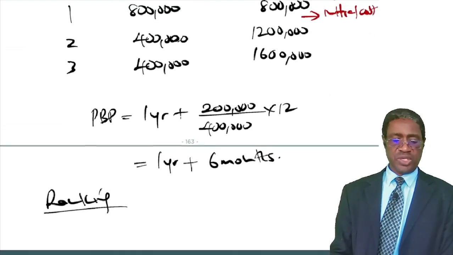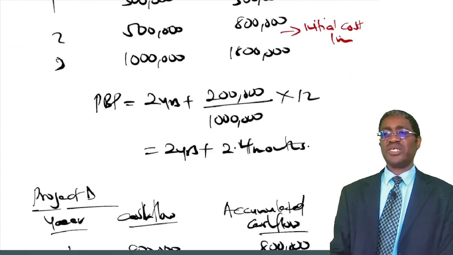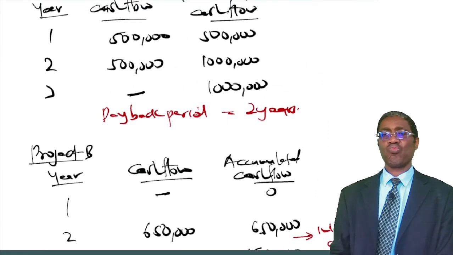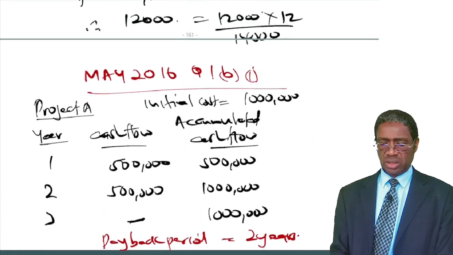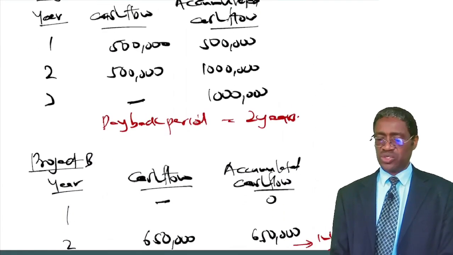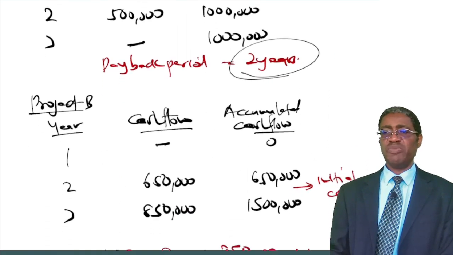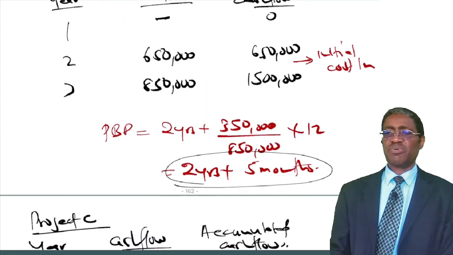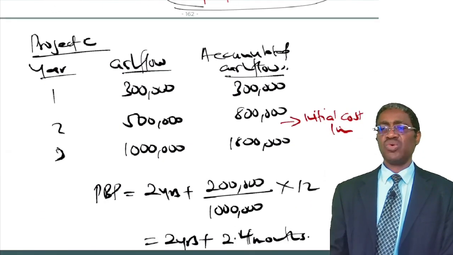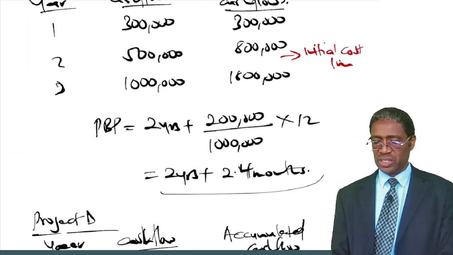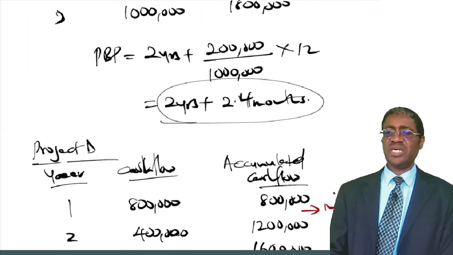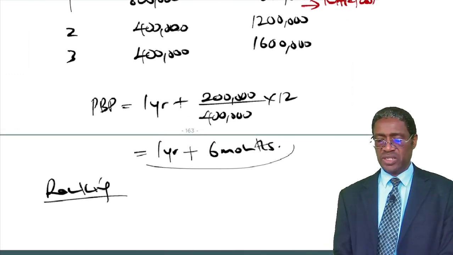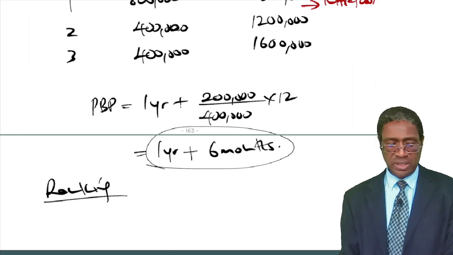So we start with project what? Which one takes the shortest? Project A was taking us how long? I think 2 years. Yeah, Project A took us 2 years. Project B took me 2 years and 5 months. Project C will take me 2 years and 2.4 months. And project D, sorry, it will take me 1 year and 6 months. So we start with project D.